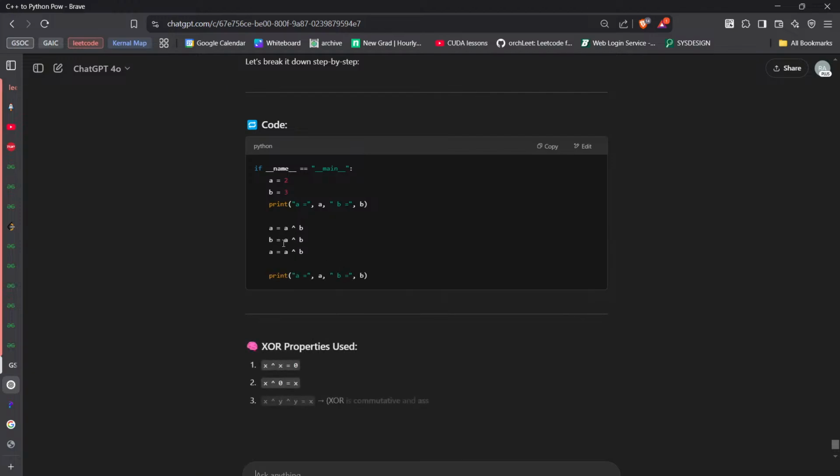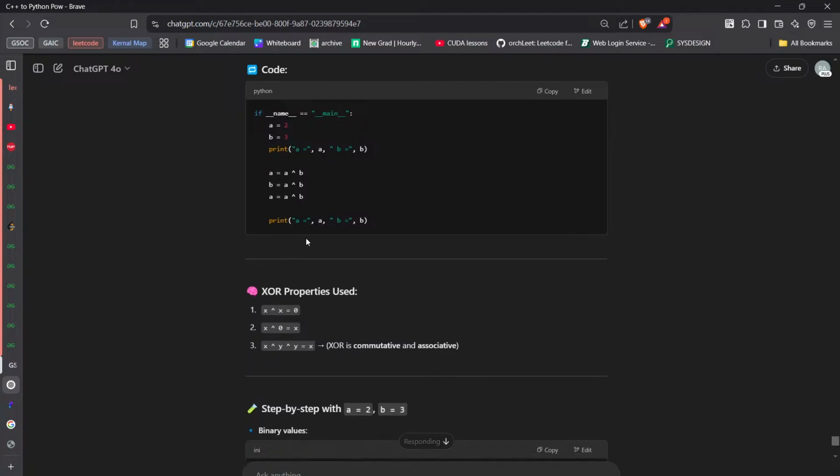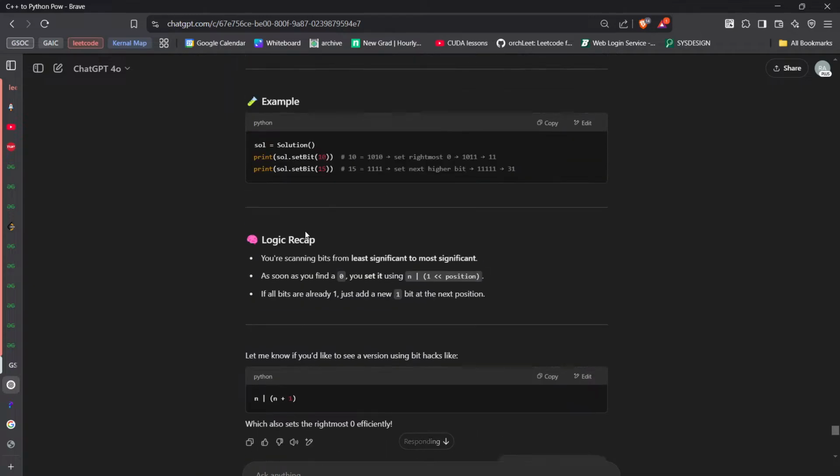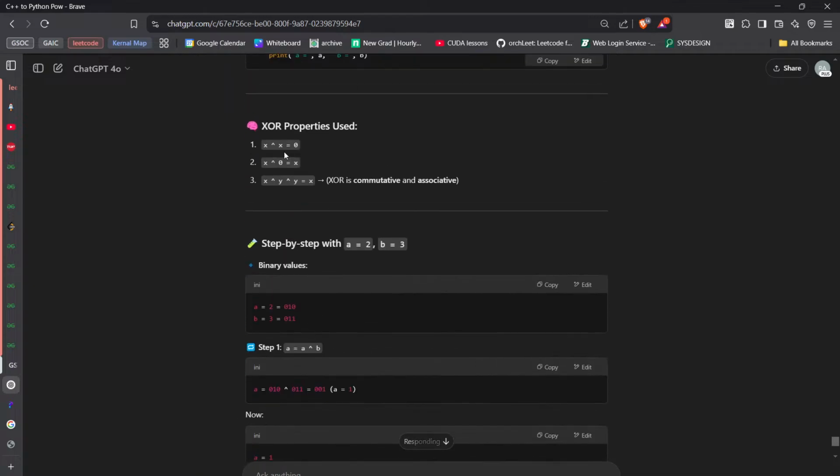A is equal to A XOR B, B is equal to A XOR B, A is equal to A XOR B. A B A. Property: when the same numbers are XORed, it gives me 0. Only when different numbers are XORed, wait, X XOR X is equal to 0, and X XOR 0 is equal to X.